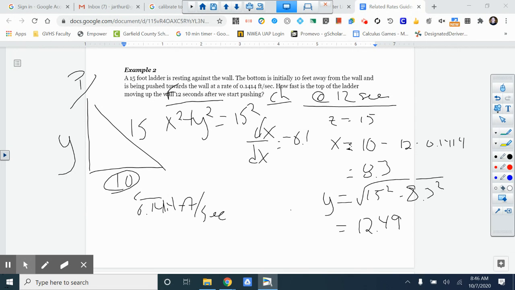Negative 0.1414. Why did I make it negative? Correct. dt. And dy/dt is what we're asked about. Did that help? Hope. Okay, finish the problem.